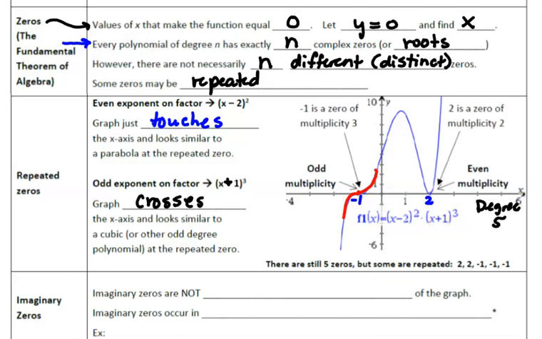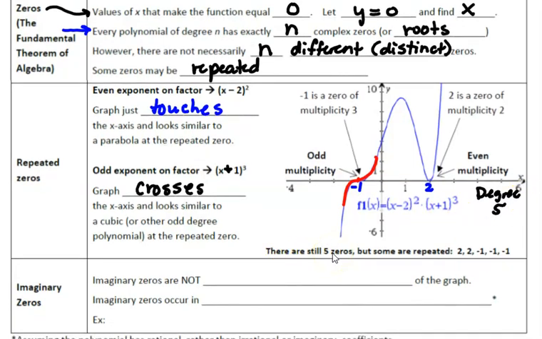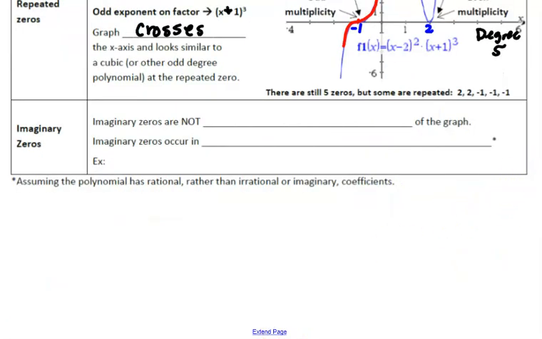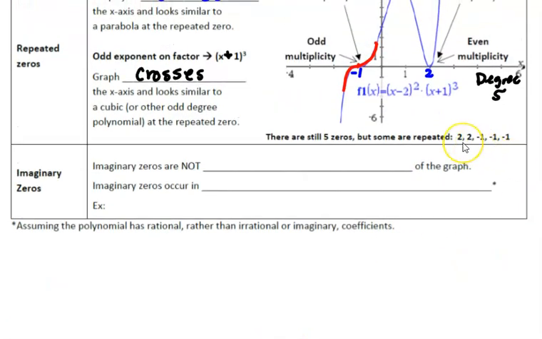So notice at the bottom here I wrote there are still 5 zeros, but some are repeated. We would consider the zeros to be 2, 2, -1, -1, -1, because there are actually 5 factors: x minus 2, x minus 2, x plus 1, x plus 1, x plus 1. So we say that those are repeated zeros. Sometimes I refer to this as a double zero and a triple zero. Sometimes you see the phrase a 0 of multiplicity 2 or a 0 of multiplicity 3.